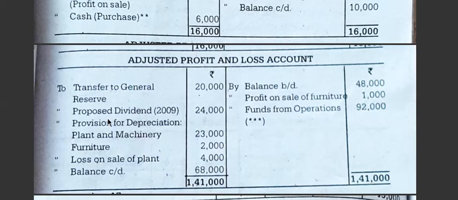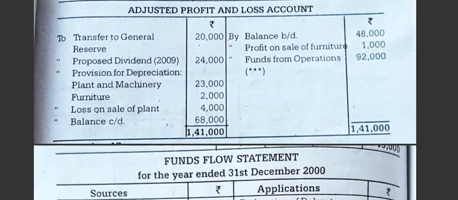Then check the accounts. If you check the furniture account, machinery account, where you have written adjusted profit and loss account, that amount you have to show here. Then profit or loss on sale will also come. If it is a loss, it is to loss on sale of asset; if it is a profit, by profit on sale of furniture. Okay, so this is general reserve, dividend created. After that, close the balance, it will be funds from operation, that is 92,000.